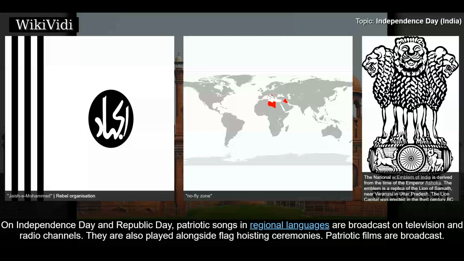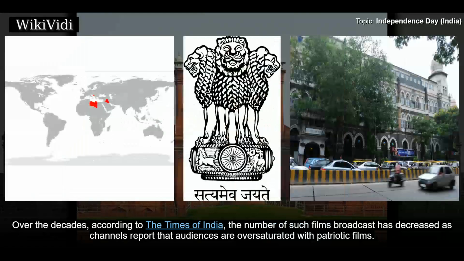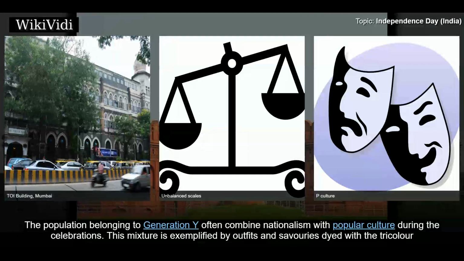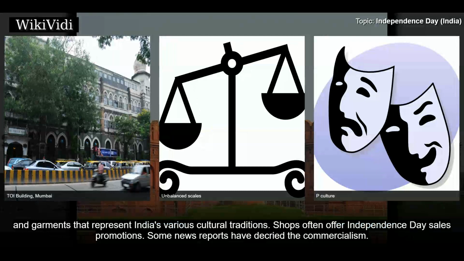In popular culture, on Independence Day and Republic Day, patriotic songs in regional languages are broadcast on television and radio channels. They are also played alongside flag-hoisting ceremonies. Patriotic films are broadcast. Over the decades, according to the Times of India, the number of such films broadcast has decreased as channels report that audiences are oversaturated with patriotic films. The population belonging to Generation Y often combine nationalism with popular culture during the celebrations. This mixture is exemplified by outfits and savories dyed with the tricolour, and garments that represent India's various cultural traditions.